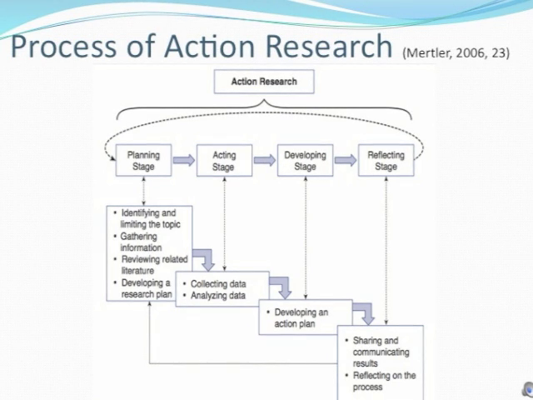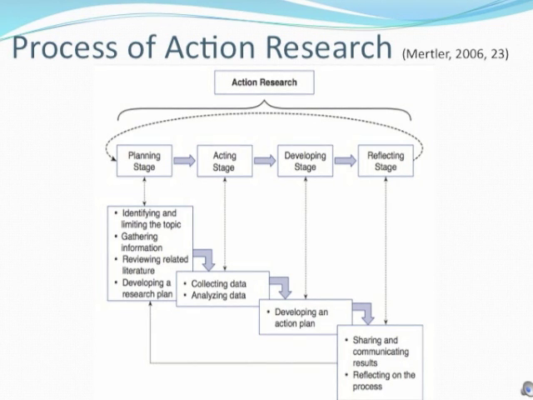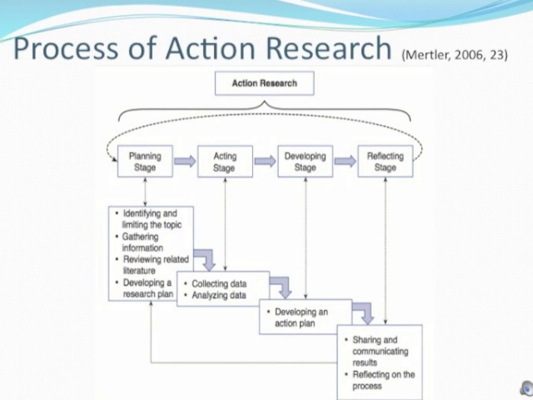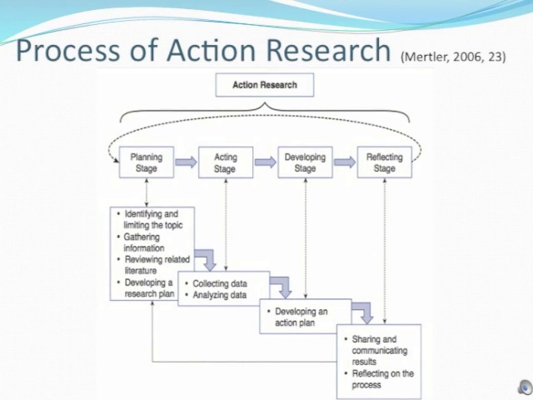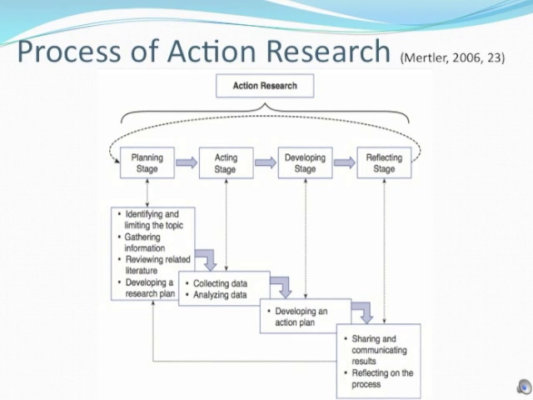The diagram you are looking at now is from Mertler, which groups the steps into stages, simplifying this process. Looking at the diagram, first is the planning stage, where the researcher completes 4 steps before the implementation of the project. These steps include identifying and limiting the topic, gathering information, reviewing related literature, and developing an action plan.